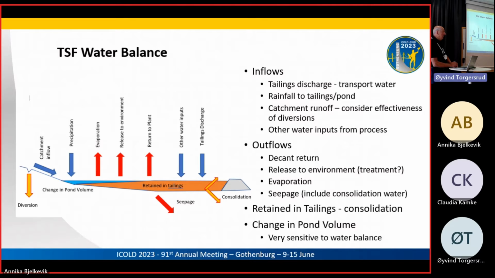We've got some sort of release to the environment. We might be treating the water, it might be going through a treatment plant. There's evaporation and seepage, and it's very important when we're looking at seepage that we're considering the consolidation water, and that's quite often missed out. And then there's obviously water retained in the tailings. As the consolidation process is going on, there's still some water that's going to be trapped in the tailings. We need to understand how much that is. And then the final thing about the water balance will be the volume of water in the pond. And this is very sensitive to the water balance, so we need to get it right.